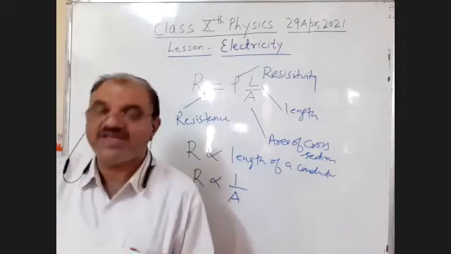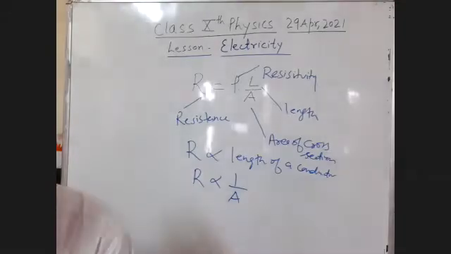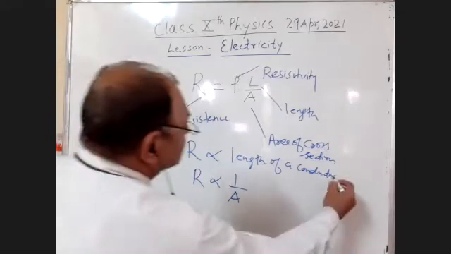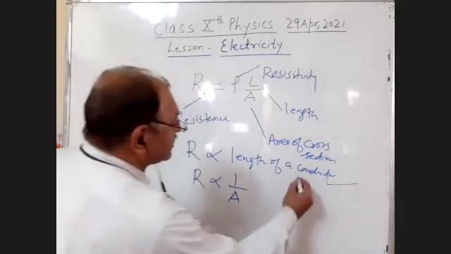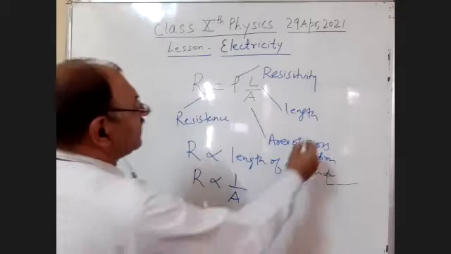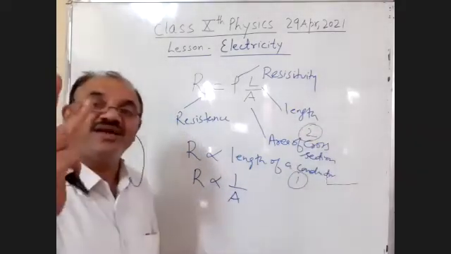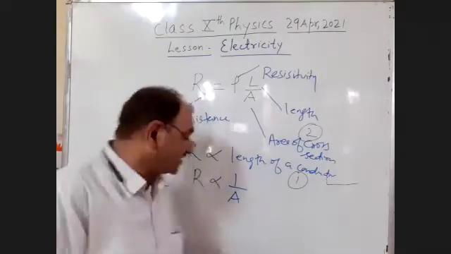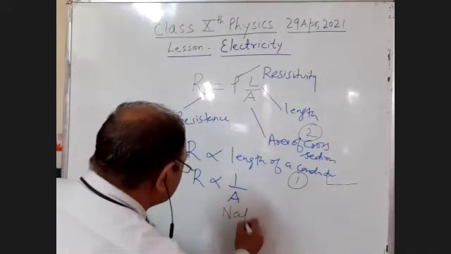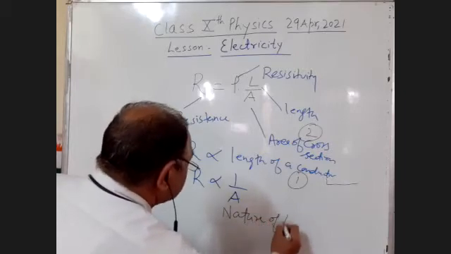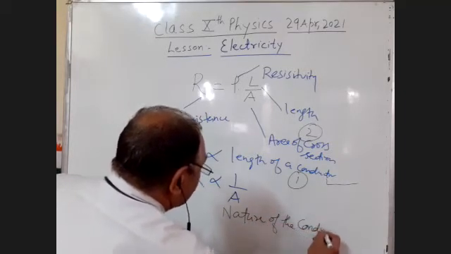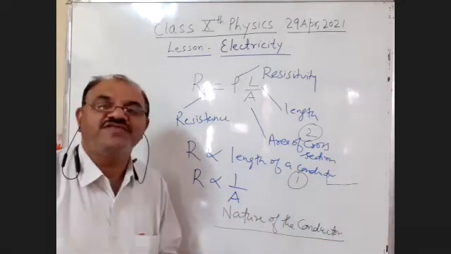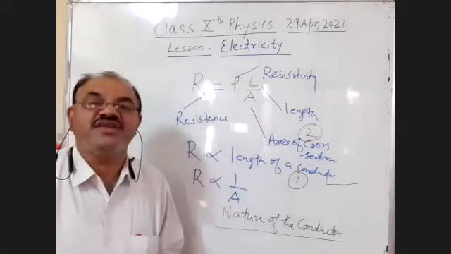So your answer to question number 1 is: the resistance of the conductor depends on, number 1, the length of the conductor. Is it clear? Number 2, the area of cross section. And there is a third factor, the nature of the conductor. I'll write down nature of the conductor. What it means is the resistivity.